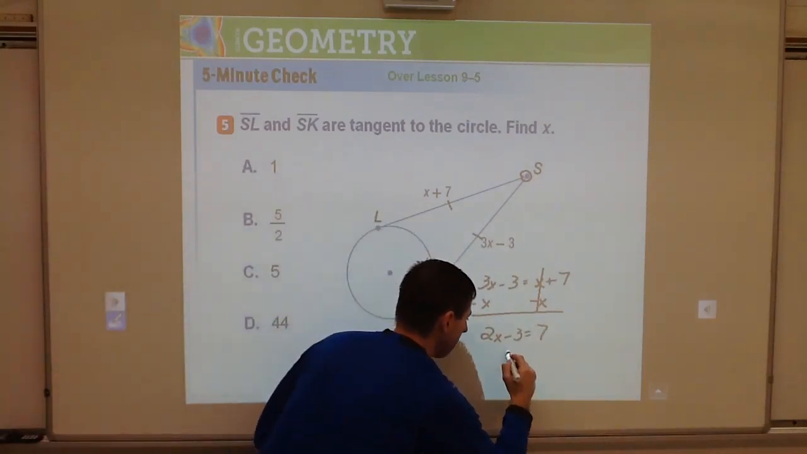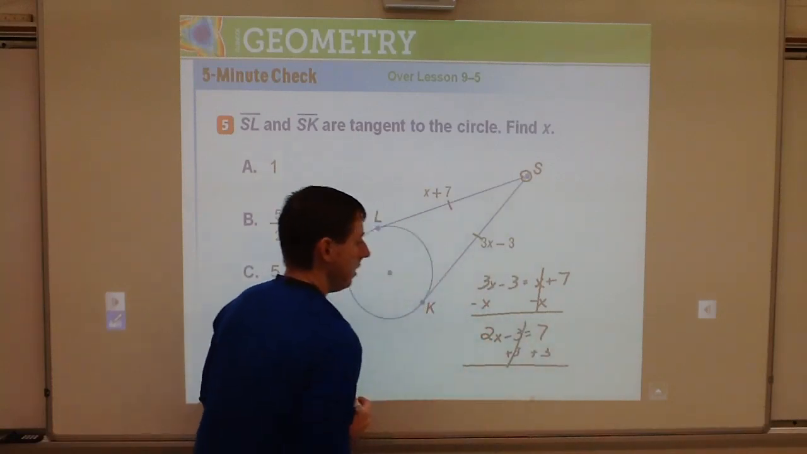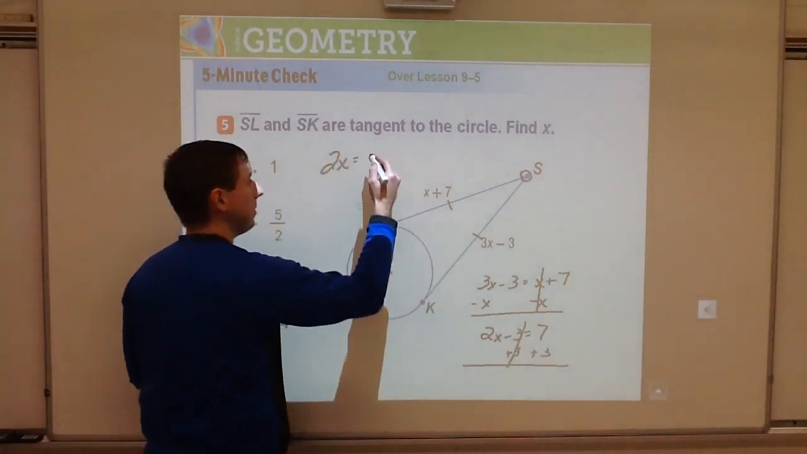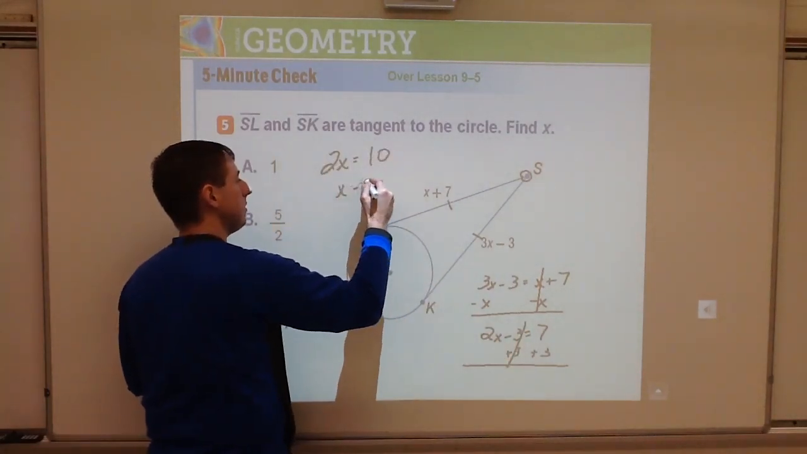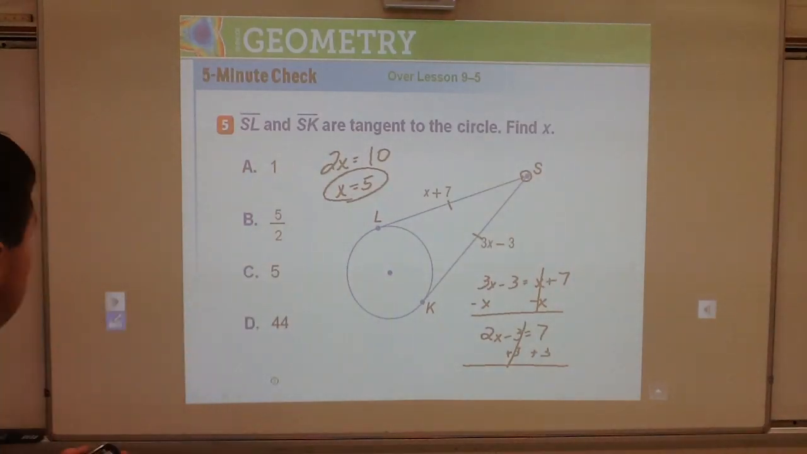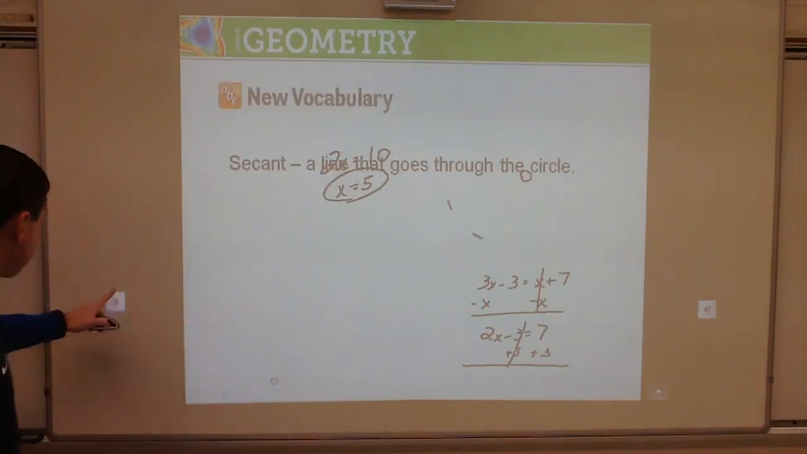Then I've got to move this 3 over, so I need to add it to get it to the other side. So then I'll come up over here, that'll give me 2x equals 7 plus 3 is 10. Divide by 2, we got our answer. X equals 5. Okay, so just a couple review from lesson 9.5. Let's move on to our lesson 9.6 stuff.